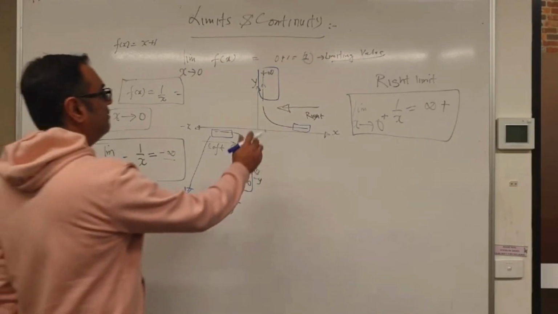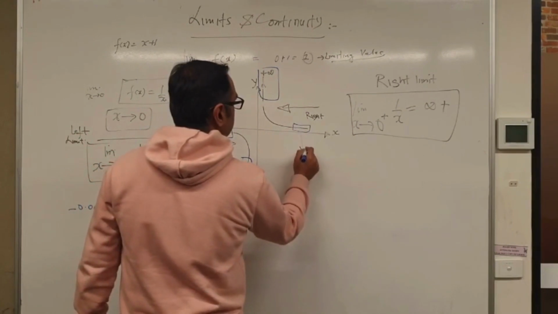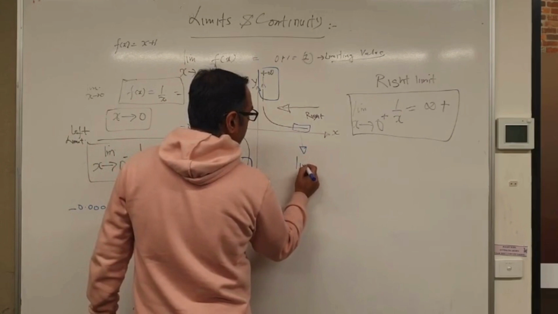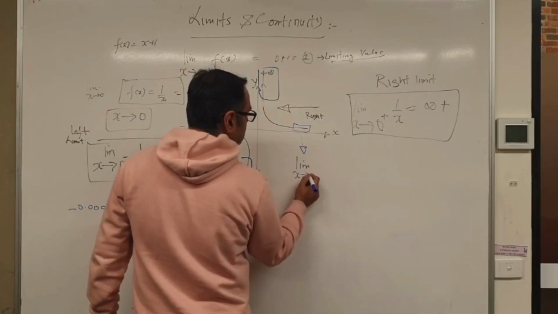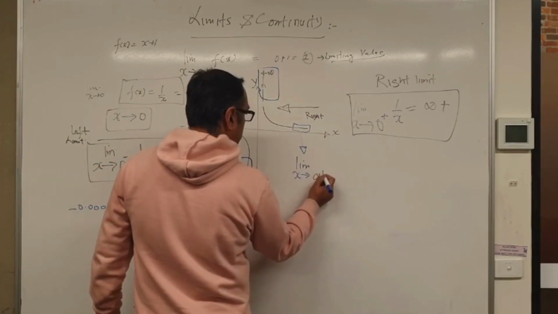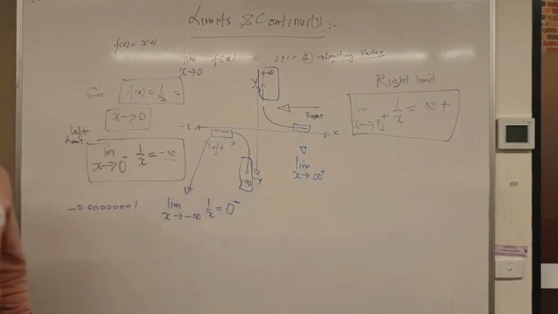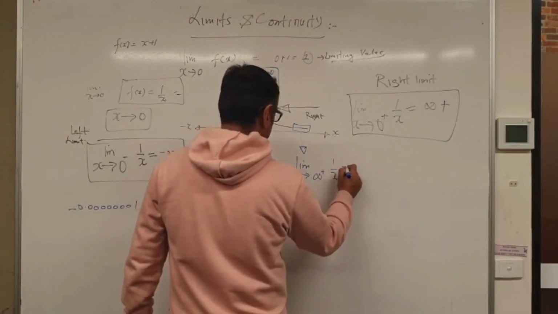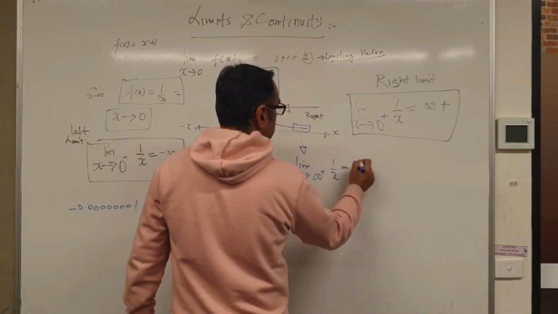What about this side? Limit x tends to positive infinity, f of x equals 0 positive.